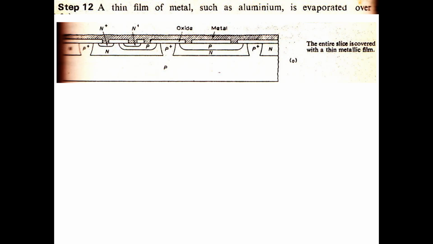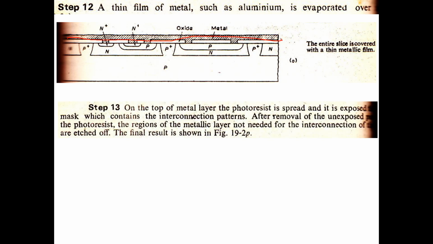For example, a thin film of metal such as aluminium is evaporated over this slice. So now the entire slice is covered with a thin metallic film. This shaded region is the thin metallic film. This is to enable connection with the various layers, for example the emitter, base, and collector of a transistor.